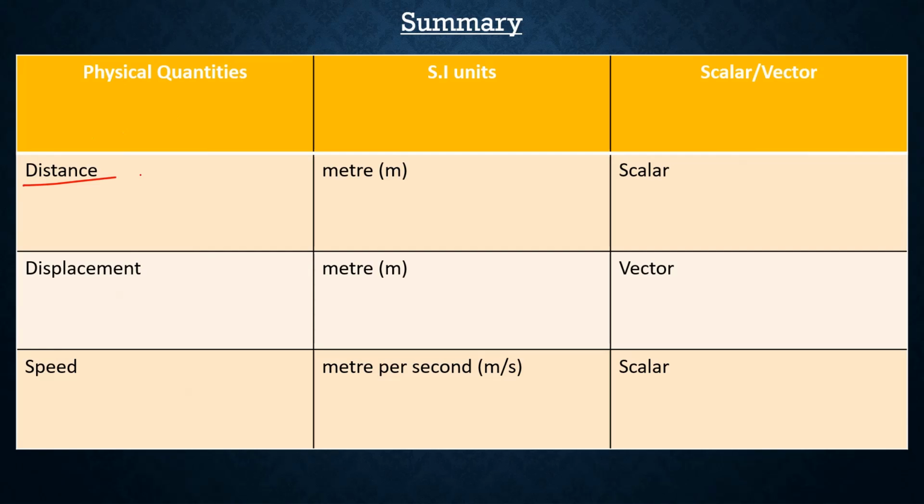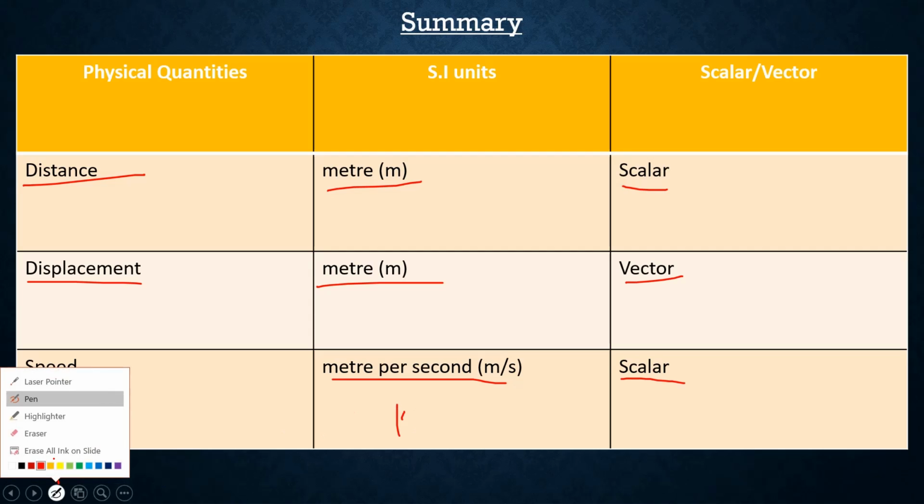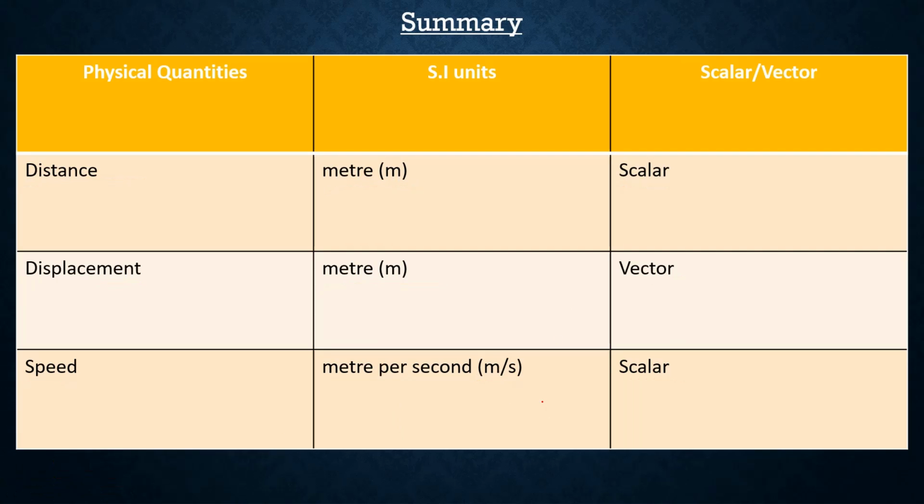So we learned distance: its unit is meter, and it is a scalar. Displacement: meter, and this is a vector. Speed: meters per second is the SI unit, and it is a scalar. And average speed, as I told you, if the SI unit is big it will become kilometers per hour, and if it is small it will be meters per second only. And scalar or vector, of course, it depends. Average speed may be either scalar or vector.